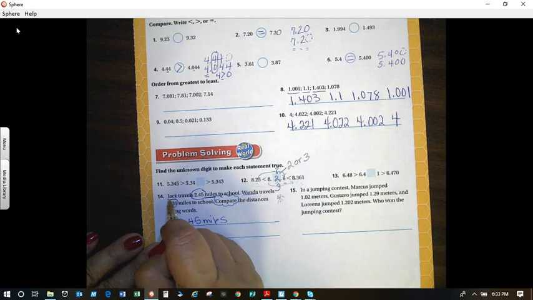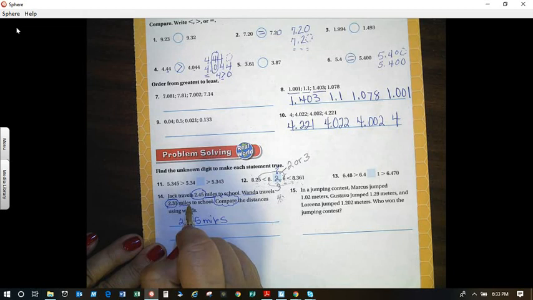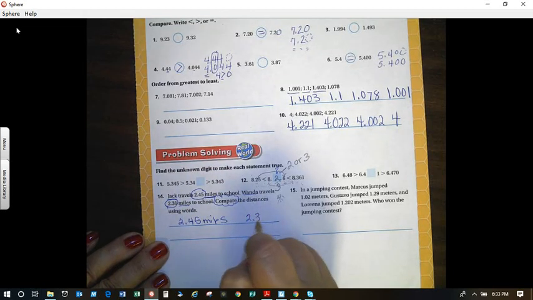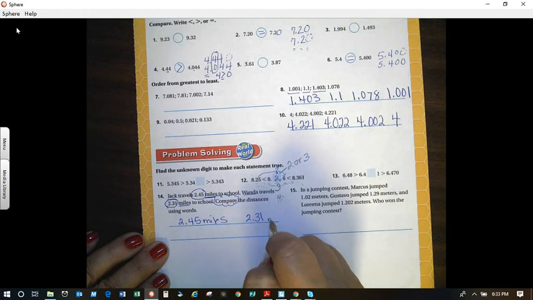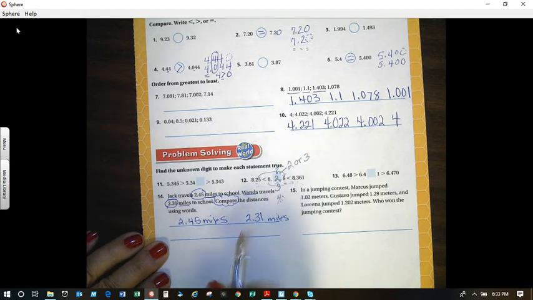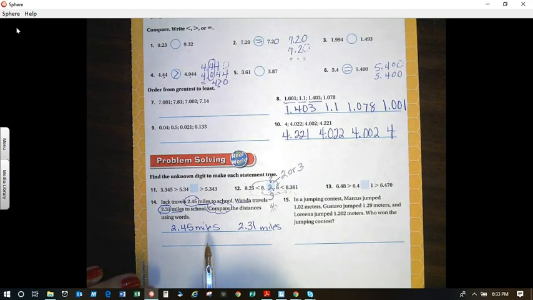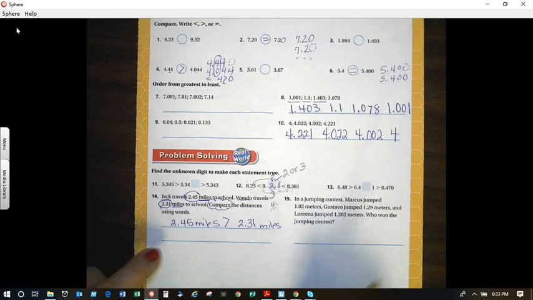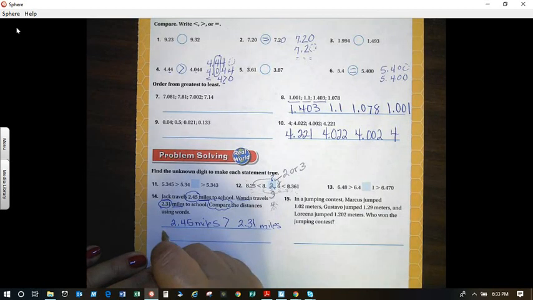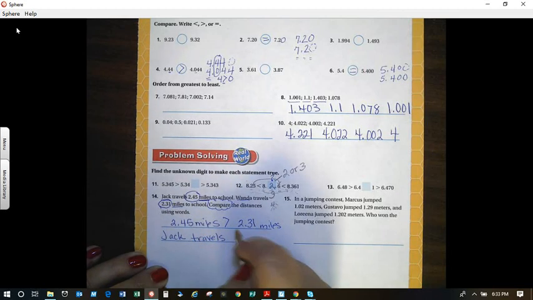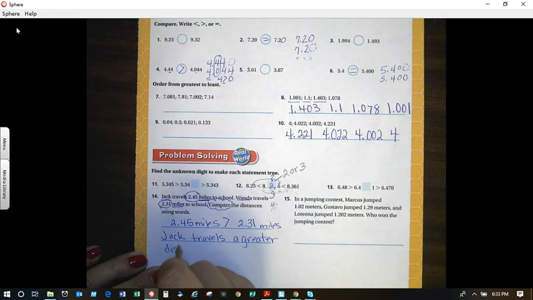Travels, I'm going to circle my numbers and underline my unit of measure, 231 hundredths miles. Which one is greater? So now if we wanted to put that in words, how do we do that? You're absolutely right. Jack travels a greater distance to school than Wanda.